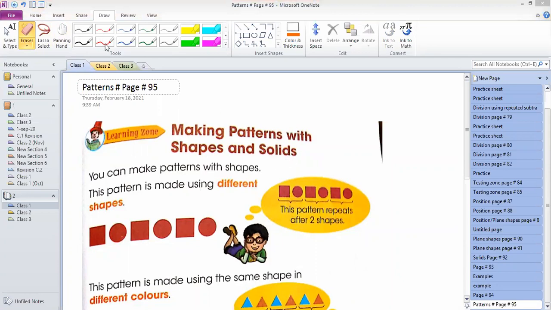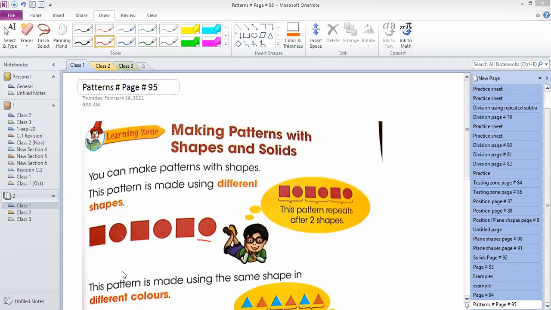All right, now you are going to tell me after this square, which shape will come next. Can you tell me which shape will come next after this square? Circle. Very good. It will be circle. That's very good.